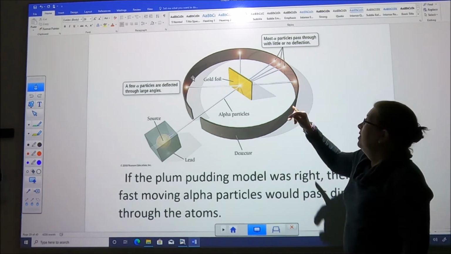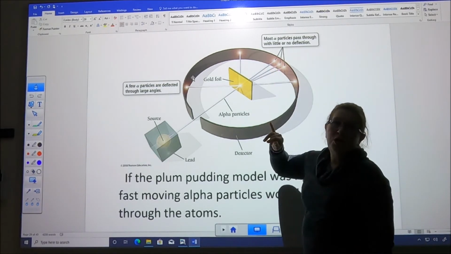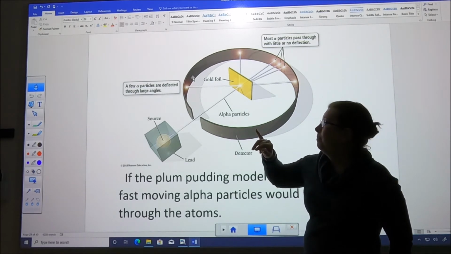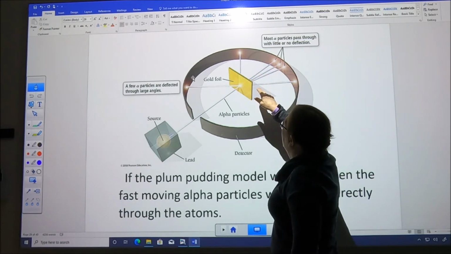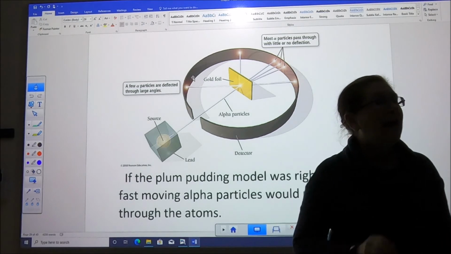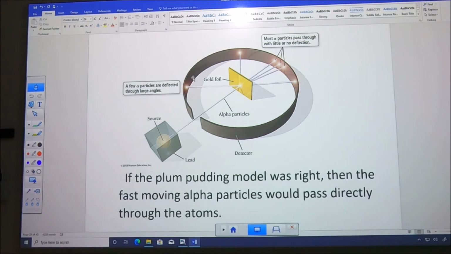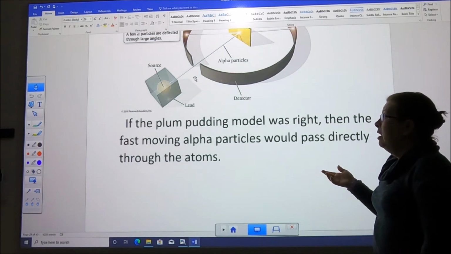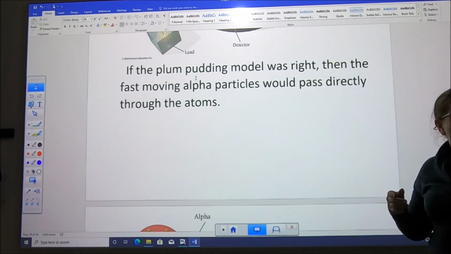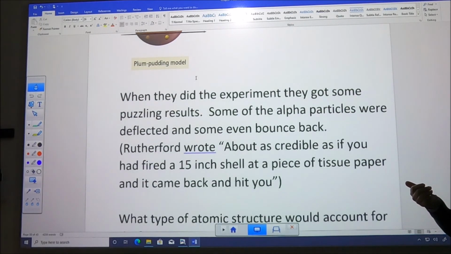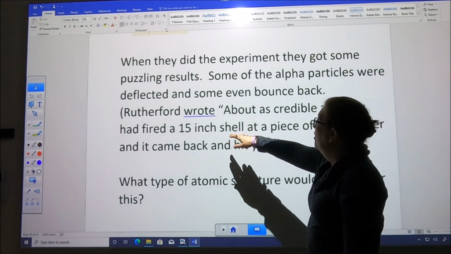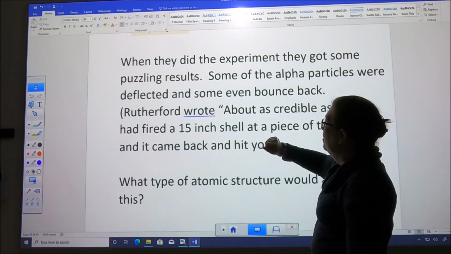But that's not what they got. They expected really only to see one spot on their film exposed. But they had some deflections, some spots on either side, some wider deflections, and some that bounced straight back. Rutherford first thought that his student who was doing the experiment screwed up and he made him redo it. Okay, they got the same result again. Rutherford said he thought this was a lot like firing a 15-inch shell at a piece of tissue paper and having it bounce back in your lap.